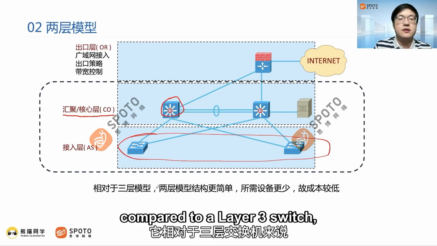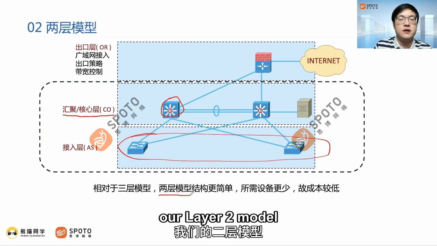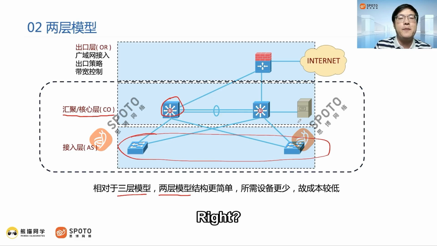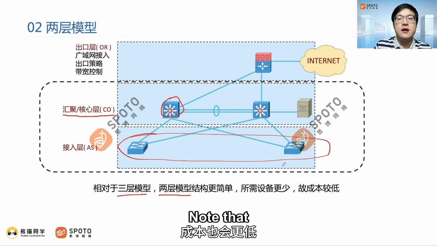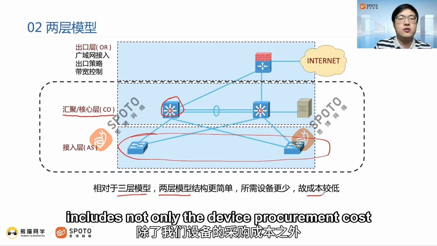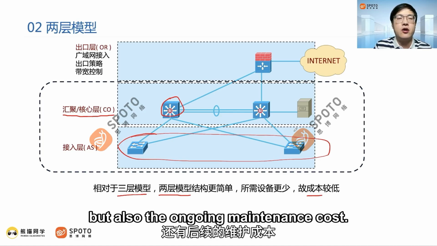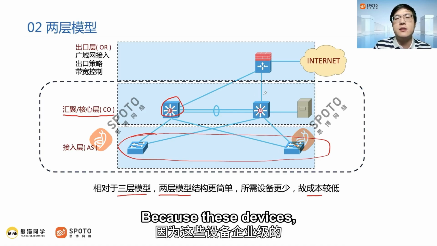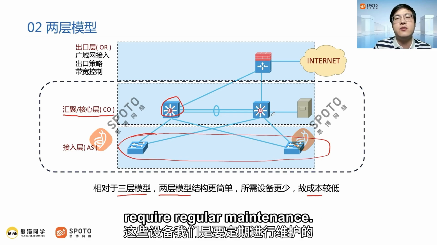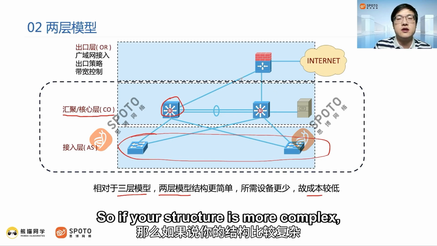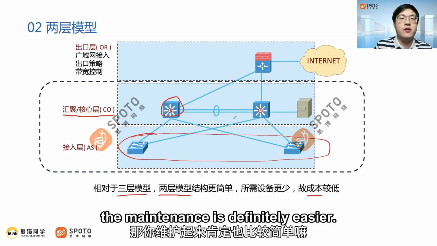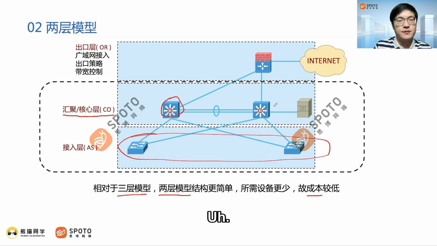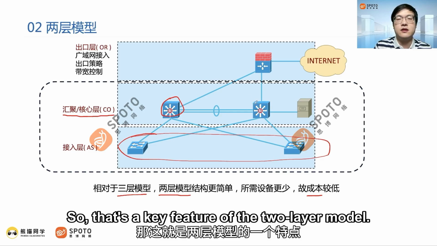Compared to the 3-layer model, our 2-layer model has a simpler structure. Its structure and the required devices are simpler, so the cost will also be lower. Note that the cost mentioned here includes not only the device procurement cost, but also the ongoing maintenance cost, because these enterprise-grade devices require regular maintenance. If your structure is more complex, the maintenance will be more difficult. And if the design is simpler, the maintenance is definitely easier. So, that's a key feature of the 2-layer model.